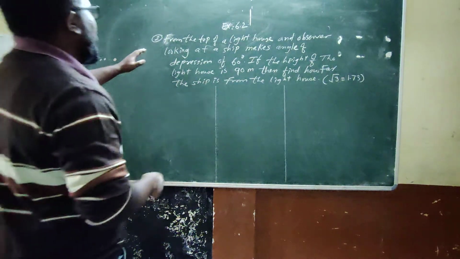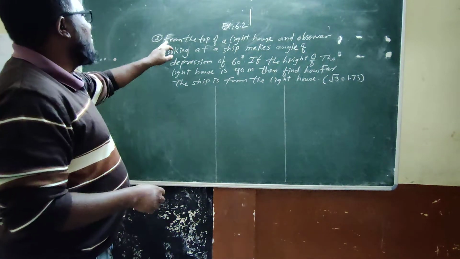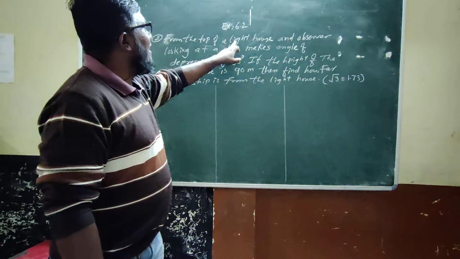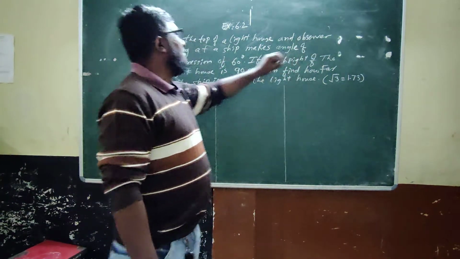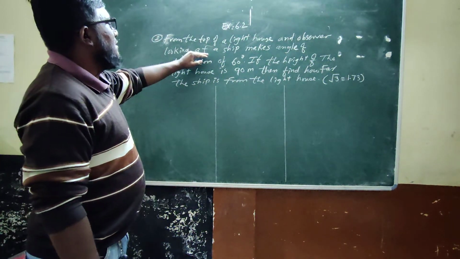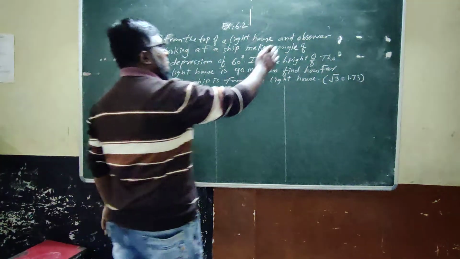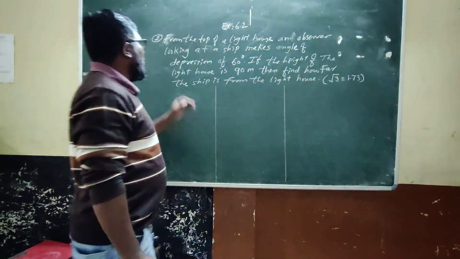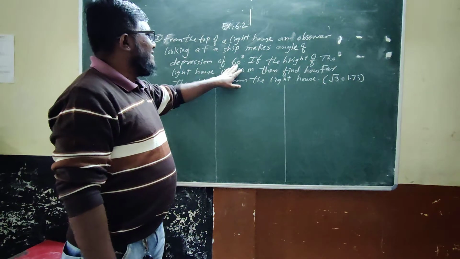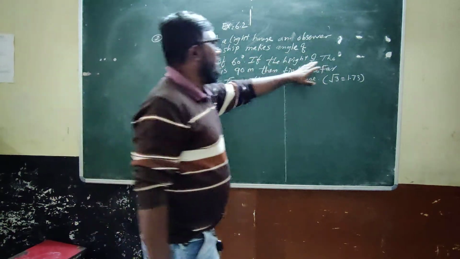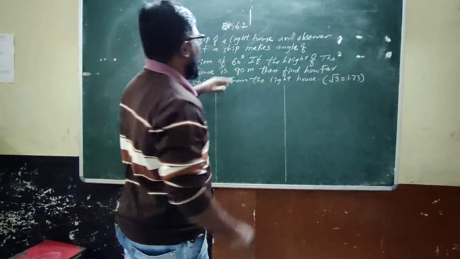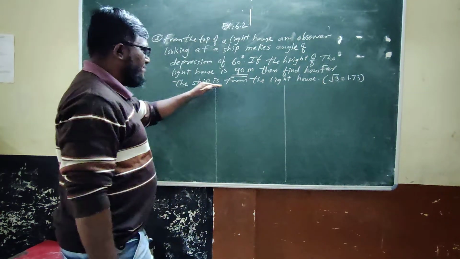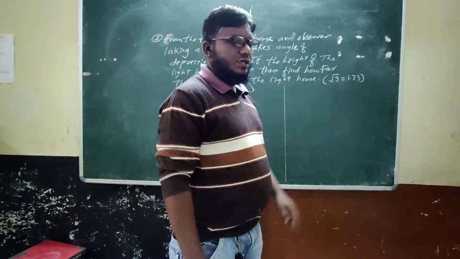Now, in the second question, the question is given like this: from the top of the lighthouse, an observer looking at a ship makes an angle of depression of 60 degrees. If the height of the lighthouse is 90 meters, then find how far the ship is from the lighthouse.